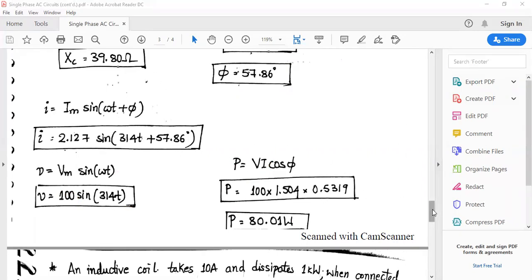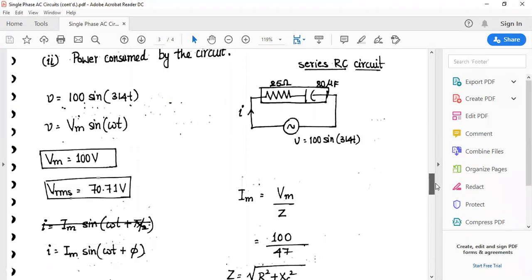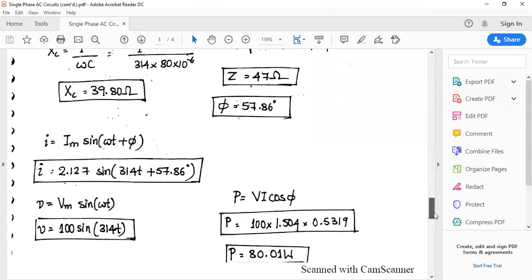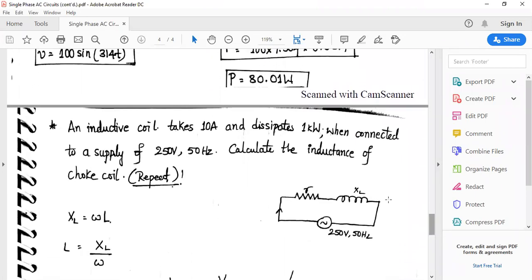And the value of phi can be calculated by tan inverse of Xc by R. So in the brackets, write it as Xc divided by R. This is the tan inverse equation, and this is angle phi, which is phi equals tan inverse of Xc by R. That's how you can calculate the phi angle, which is 57.86 degrees.